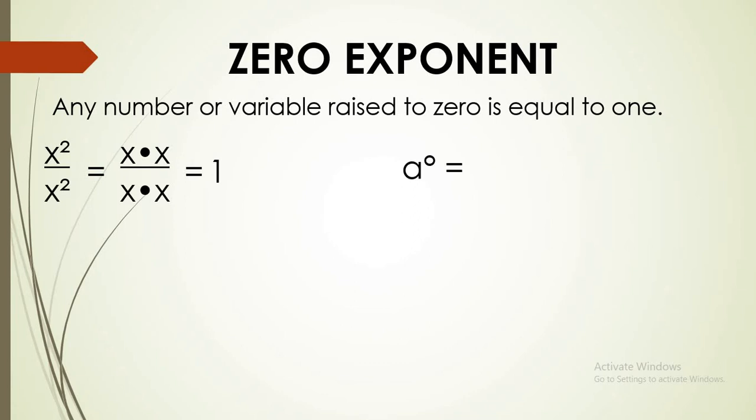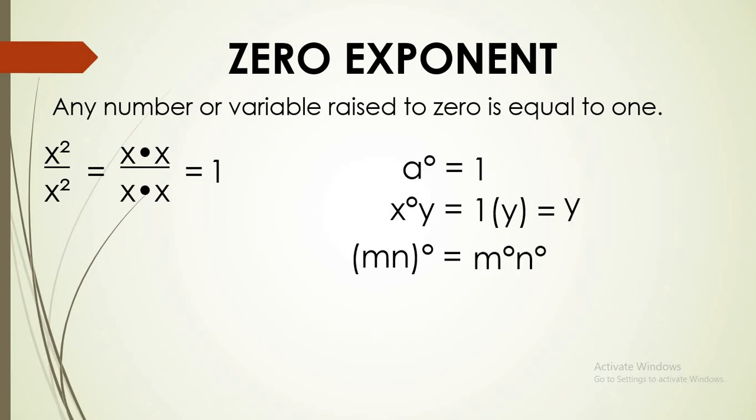Another example is a raised to 0, and that is equal to 1. x raised to 0 is 1, times y is y. Another one is quantity mn raised to 0, which is m raised to 0 and n raised to 0, and that is 1. Then x cubed, y raised to 0, z raised to 2 is x cubed times 1, then z raised to 2. So the answer is x cubed z squared.